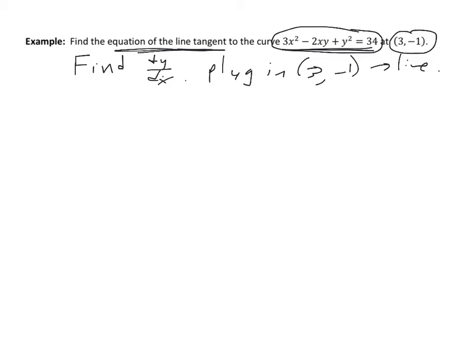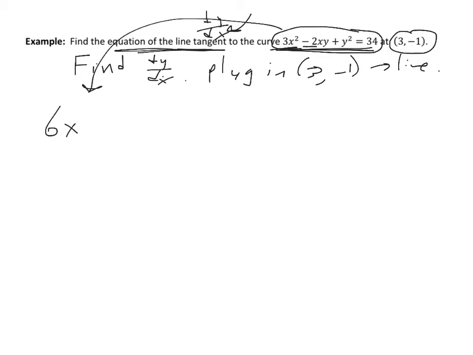So let's find the derivative. I'm going to do the derivative of both sides. So first, the derivative of 3x squared. Do I need a chain rule here? Nope, because I want to find dy/dx. The variable of differentiation is x. So great, that's just 6x. Easy. Now we keep going, right?